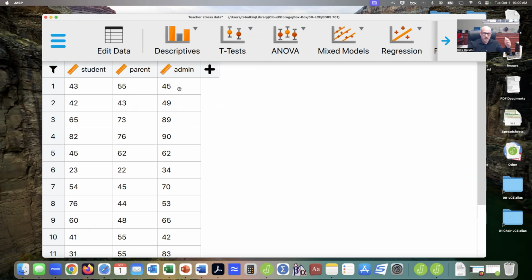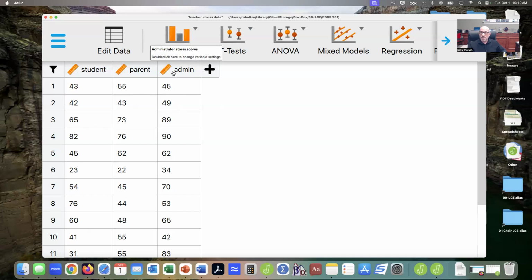So same stress inventory, could have like 15 items. And each teacher fills out their level of stress on student stress, on parent stress, and on administrator stress, how much they get stressed by each of these. So we see why this is a repeated measures. It's the same measure across time, but the time here is simultaneous.